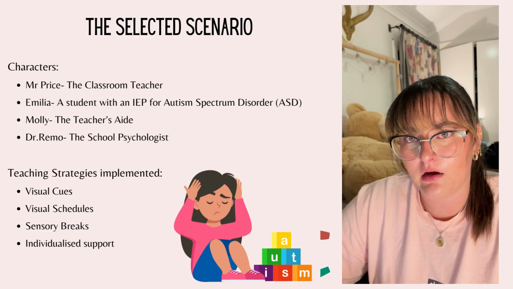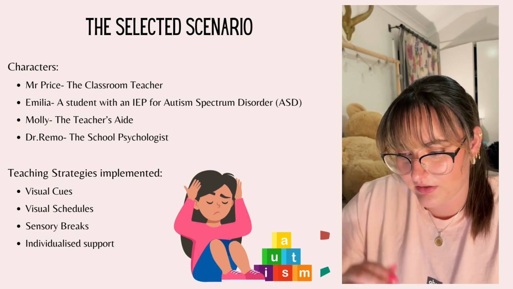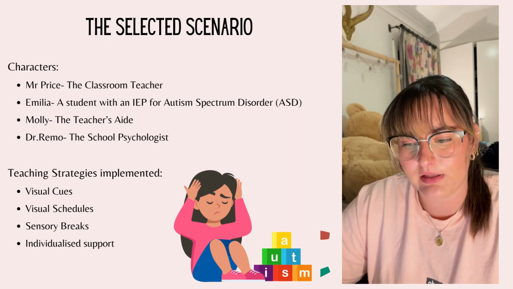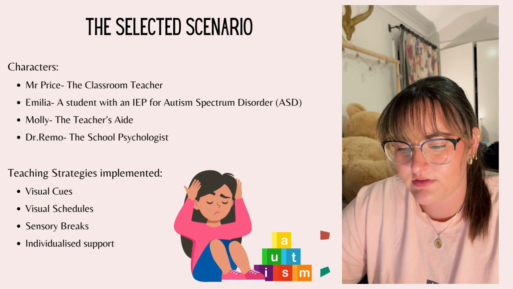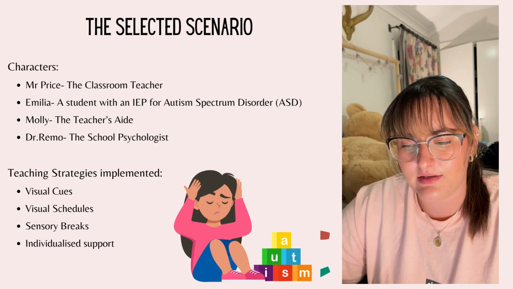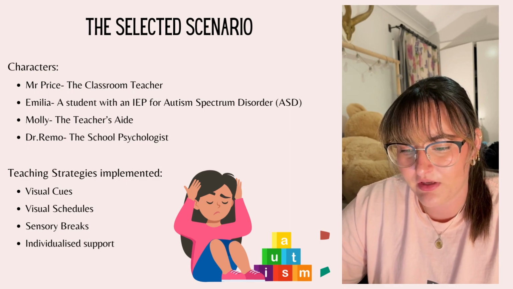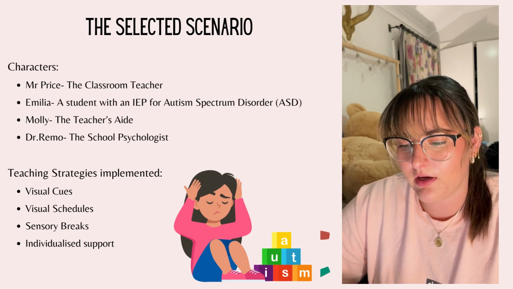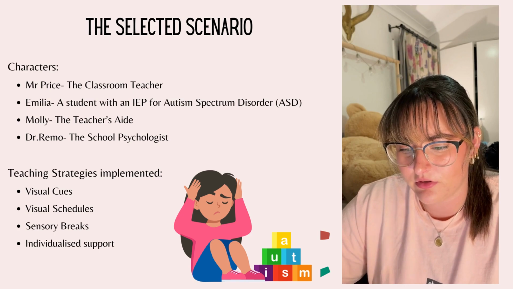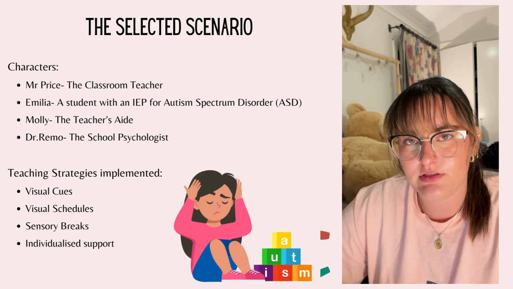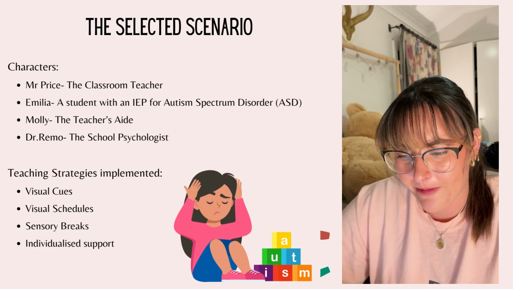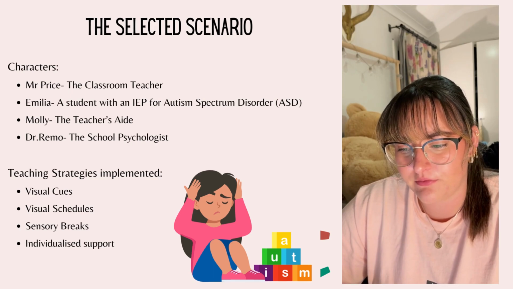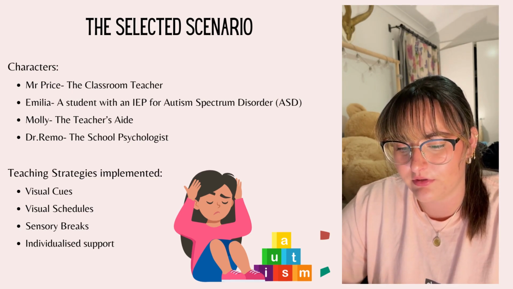Dr. Remo, the school psychologist, often stops by to discuss any new strategies or adjustments needed for Amelia's IEP with Mr. Price and Molly. During instruction of an art class, Mr. Price incorporates visual aids and social stories to help Amelia's understanding and to engage her in the material. Molly sits next to Amelia during classes like this to assist and offer individualized support, clarifying instructions, and provide sensory tools when Amelia starts to show signs of sensory overload. These sensory breaks provide Amelia with opportunities to prevent overstimulation.